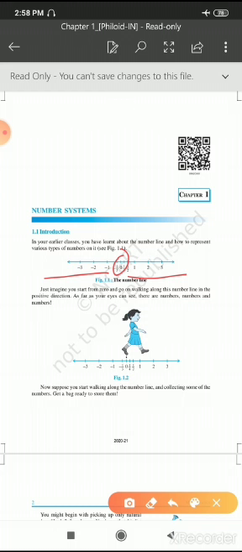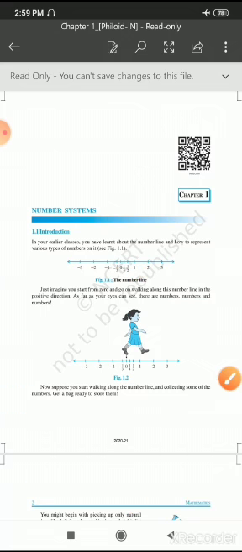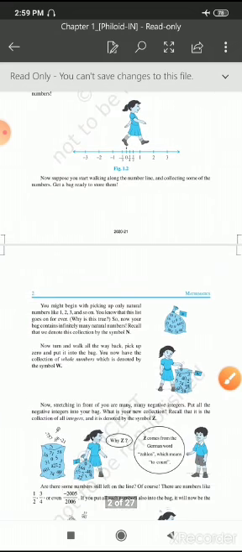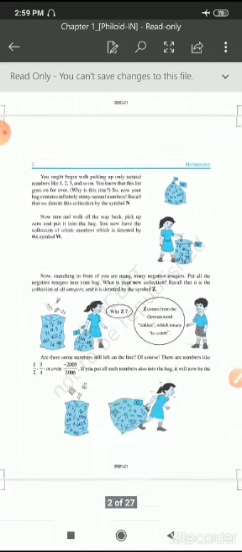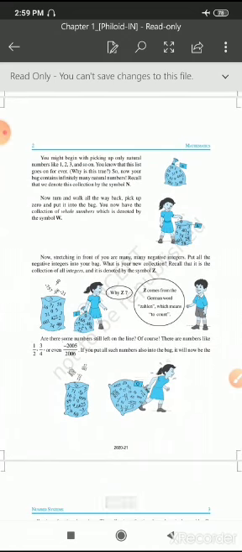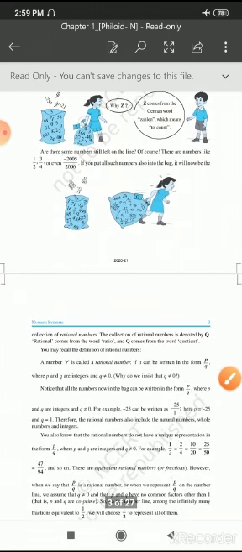Next, are there any numbers in between two integers? See, if you take 0 and 1, between 0 and 1 some numbers, 1 by 4, 1 by 2, are written here. What are those numbers? They are called rational numbers. What are rational numbers? Numbers which can be expressed in the form of p by q, where p and q are integers and q is not equal to 0. The denominator should not be equal to 0.